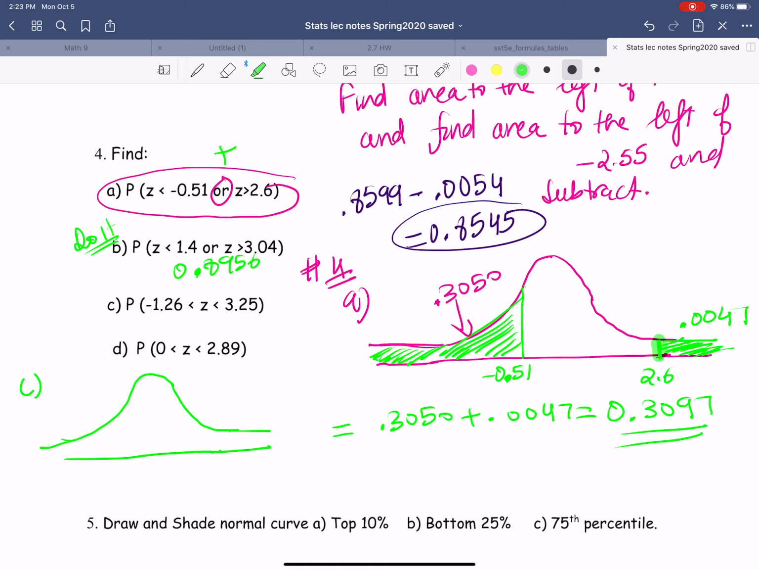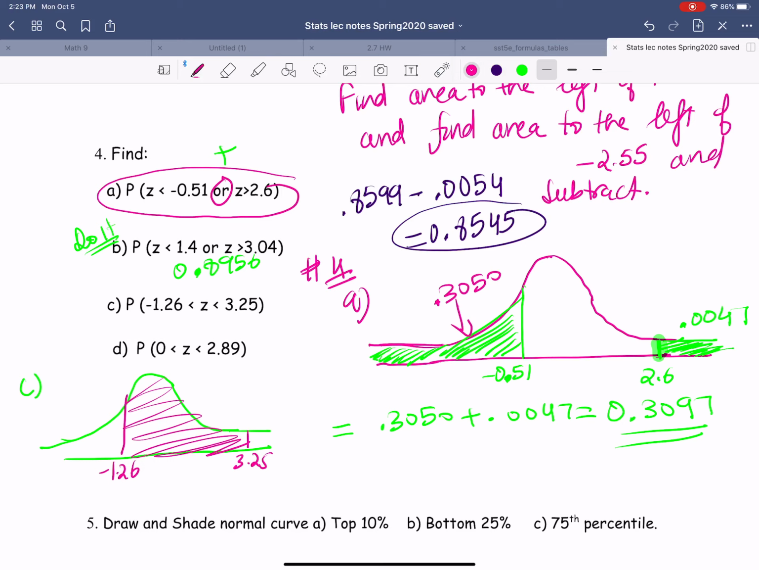For part C, we want the area in between negative 1.26 and 3.25. So let me mark negative 1.26. That's probably here approximately. And 3.25, that is here. So we want all this area. Now, how will we find this area? First, we can find the area to the left of 3.25, and then we can find the area to the left of negative 1.26 and subtract them.